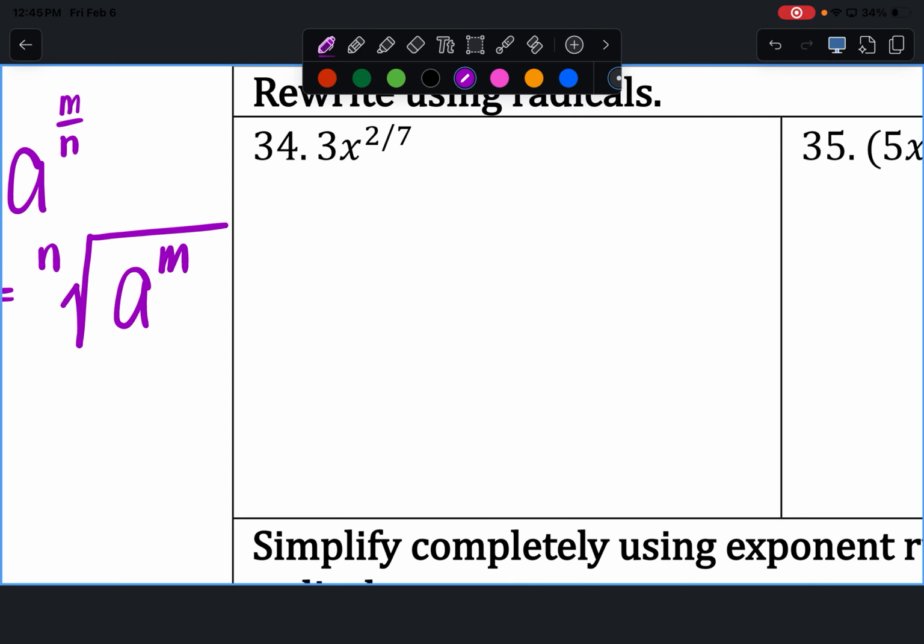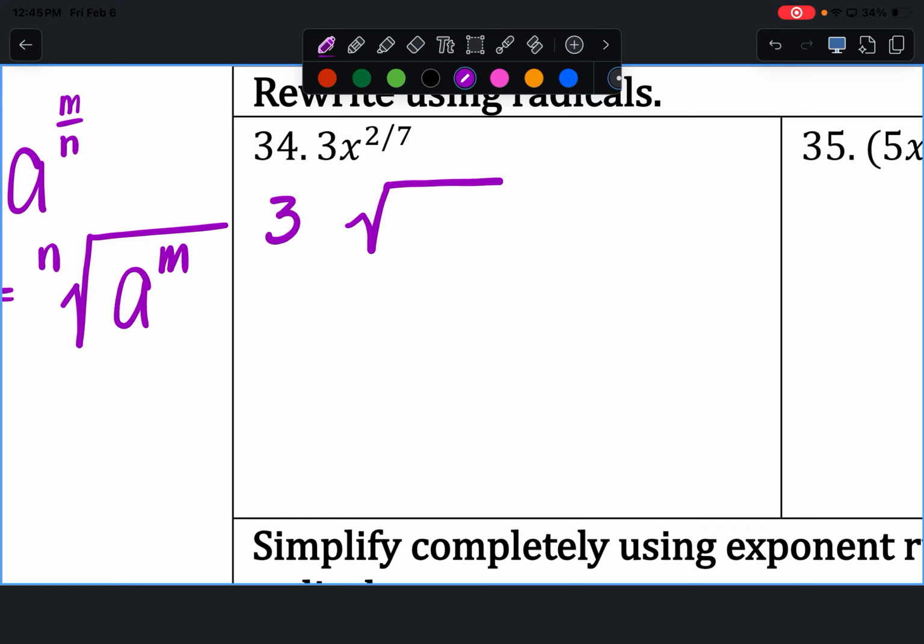2x. No, 7x. Is 3x being raised to the power of 2/7, or is x being raised to the power of 2? Just x. If this had parentheses around it, everything would be. But as it is, just x is being raised. So am I including 3 in my radical? So it's going to stay outside.